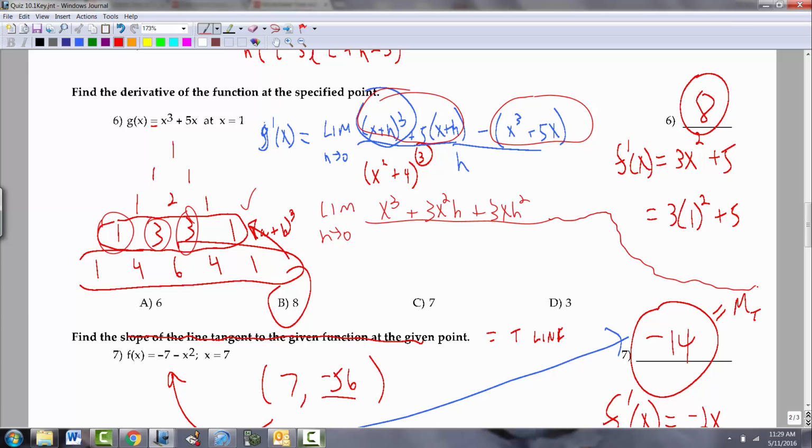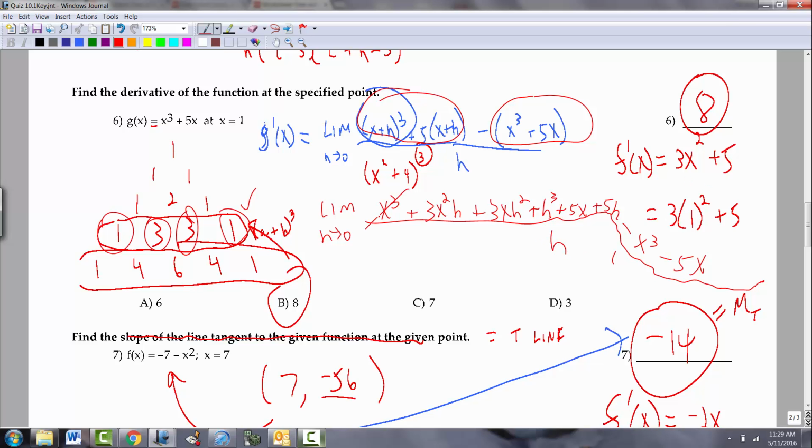We're going to go down there. This is going to be crazy. Plus 1h cubed. And then plus 5x. Don't ever do this on the test, by the way. I'll mark that wrong so quick. Your head will be spinning. Plus 5h. And then minus x cubed minus 5x all over h.